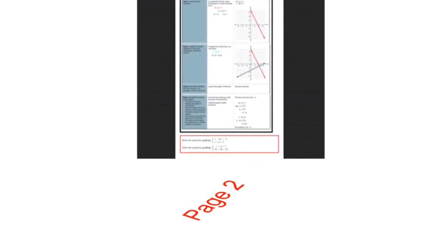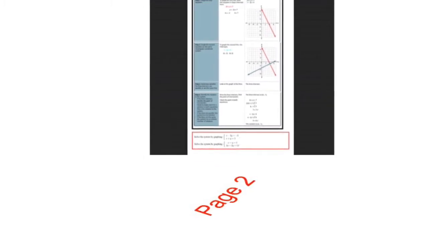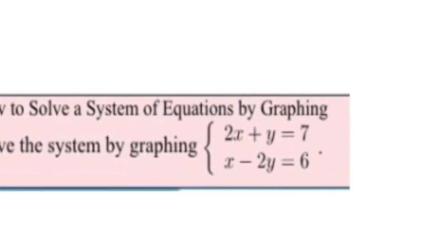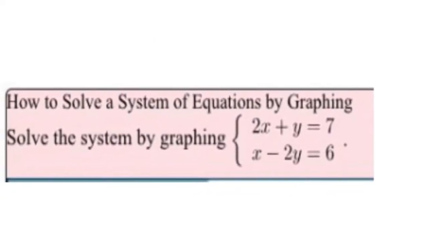Remember, our topic is called Solving Systems of Equations, and we learned yesterday that that just means finding when two lines touch each other, when their intersection point is. So today, the first example we're going to look at is the example at the top of page 2.